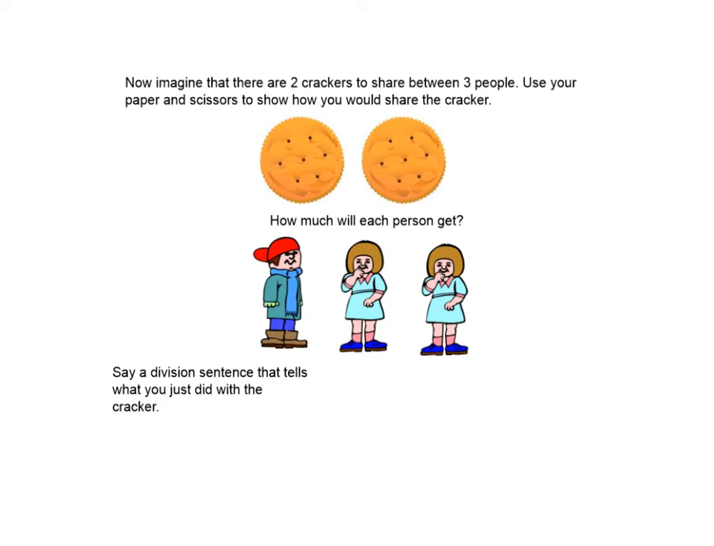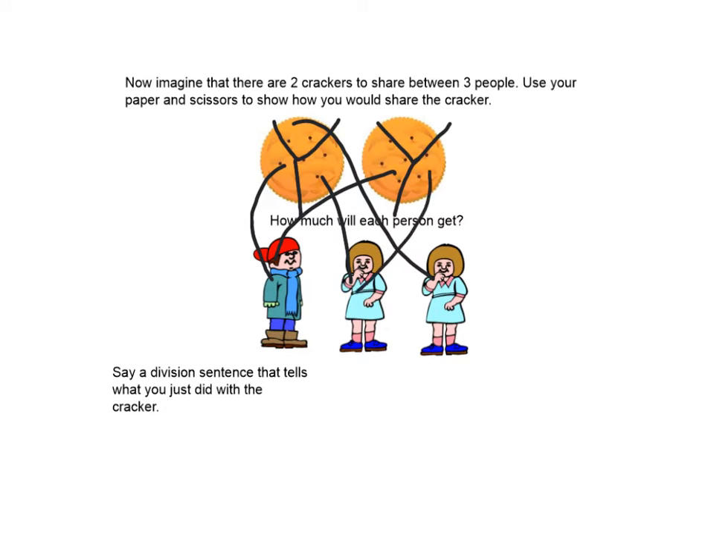Now we have 3 people still, but we have now 2 crackers to share between the 3 people. So again, we're going to split each cracker into thirds because we're sharing it by 3 people. He's going to get 1, she's going to get 1, and she's going to get 1 of this cracker. He's going to get 1, and she's going to get 1, and she's going to get 1 of this cracker. So we started with 2 crackers split amongst 3 people.